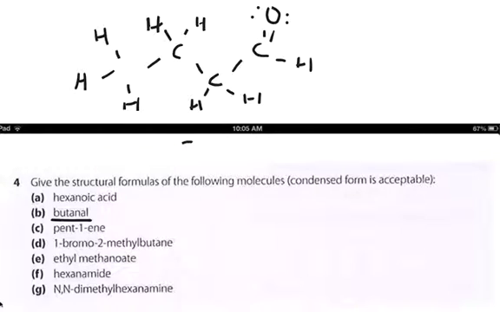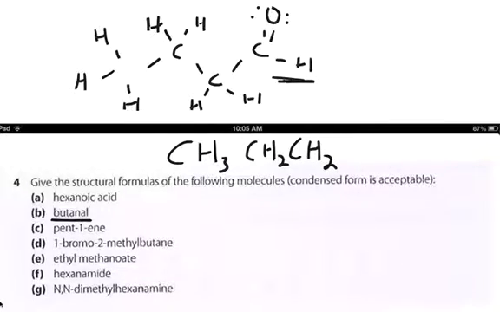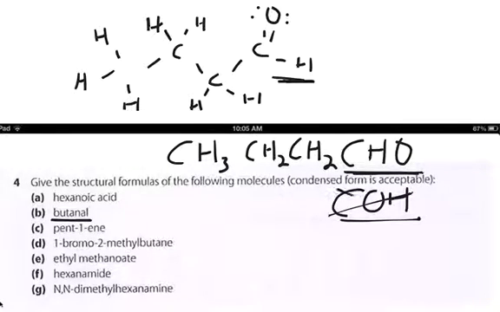If I drew my condensed formula, it'd be CH3, CH2, CH2. I'm not going to put it in parentheses because there's only 2 of them. But then I write this group, and this is important. This group is written as CHO. So that is an aldehyde. It's different than if you write it COH, which would indicate it's an alcohol. We don't want to do that. We want to make sure we write it as we would an aldehyde.